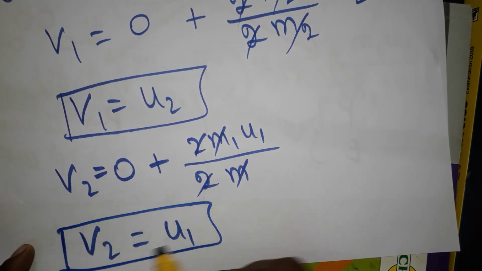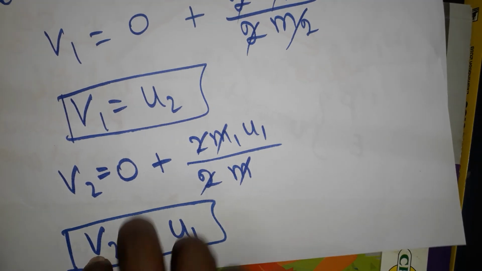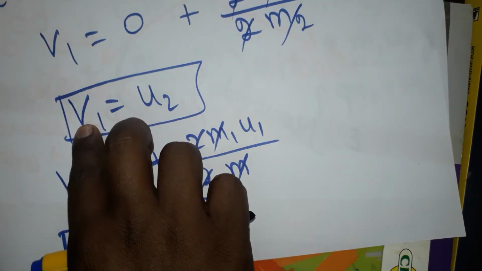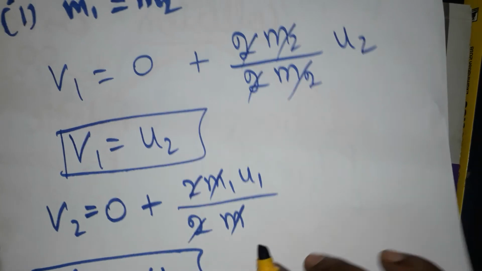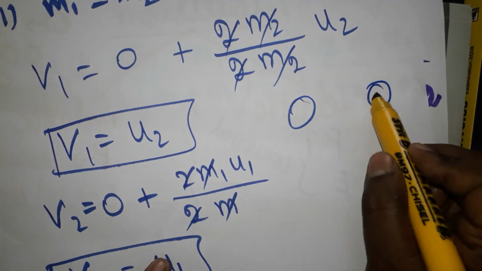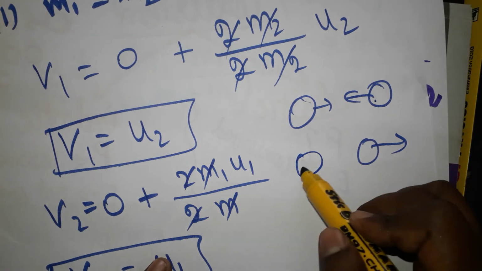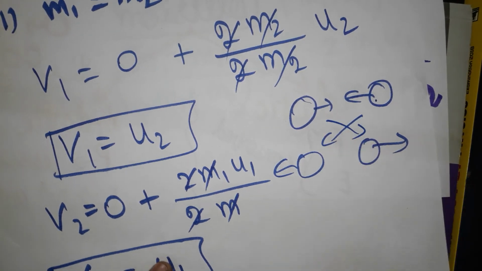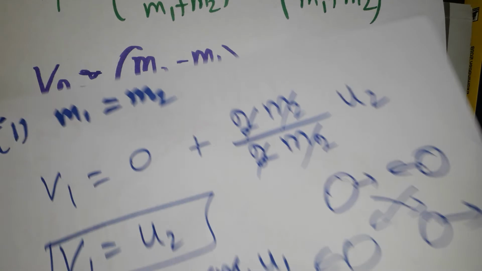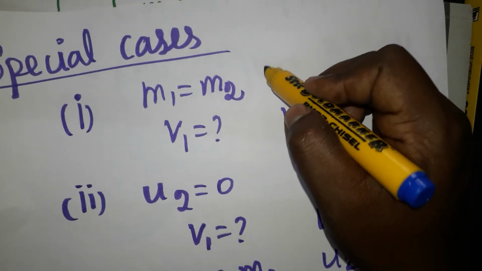So u1 velocity is going to become the v2 velocity, and u2 velocity is going to become the v1 velocity. Just interchanging the velocities. This velocity is going to go to this object, and this velocity is going to go to that object. Like this is going to happen. The first case is over.